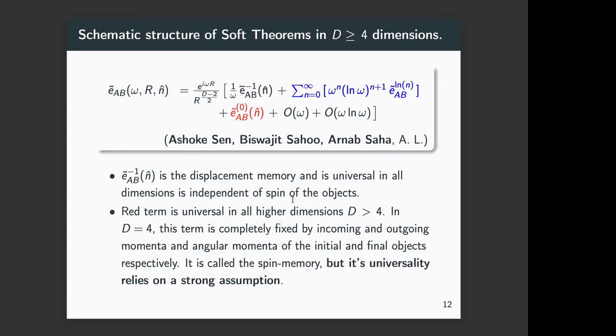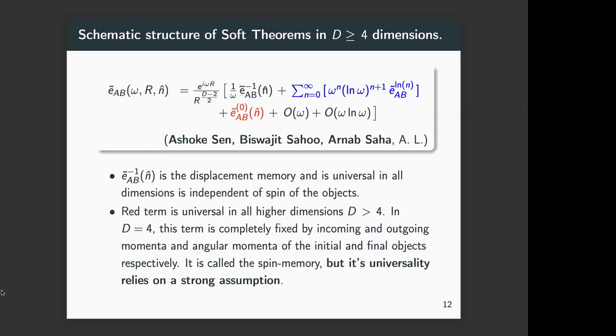Of course, as we discussed before, the first term in this expansion is what is called displacement memory, and is something that we all are familiar with. It's universal in all dimensions equal to or higher than 4, and it's independent of the spin of the objects. It only depends on the linear momentum of the scattering particles. The red term is interesting in its own right. It's a term which is independent of the details of the scattering in all dimensions higher than 4.